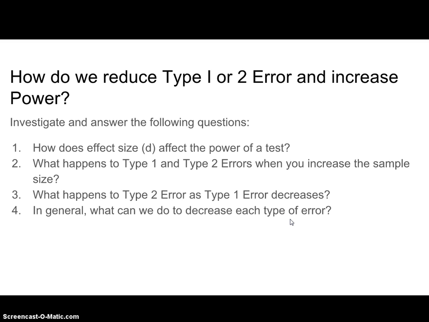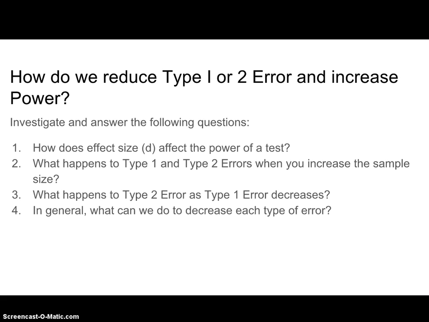What happens to type 1 and type 2 errors when we increase the sample size? The other question we want to answer here is what happens to our type 2 error as our type 1 error decreases? And in general, what can we do to decrease each type of error?